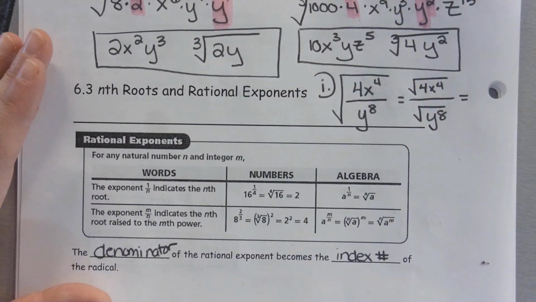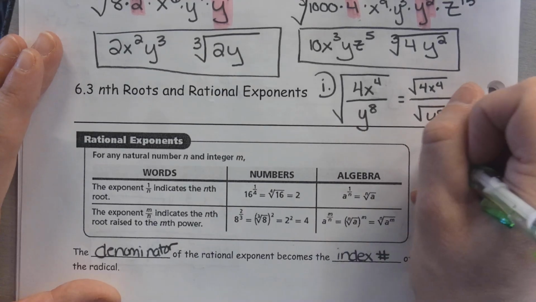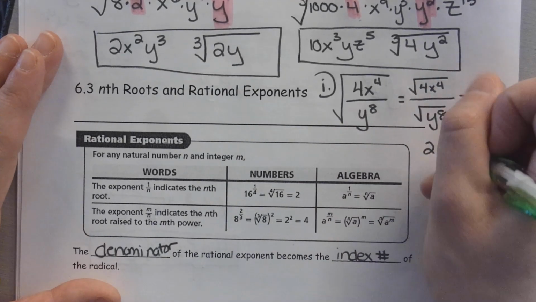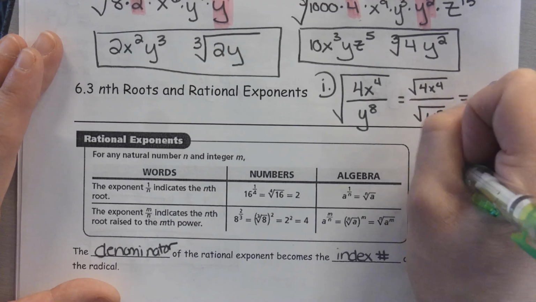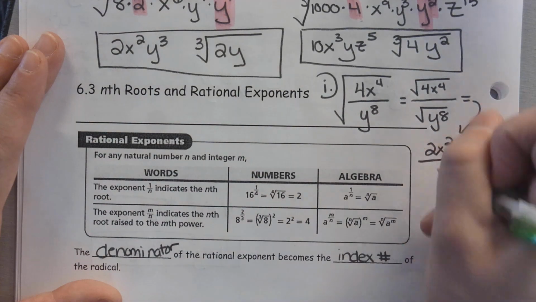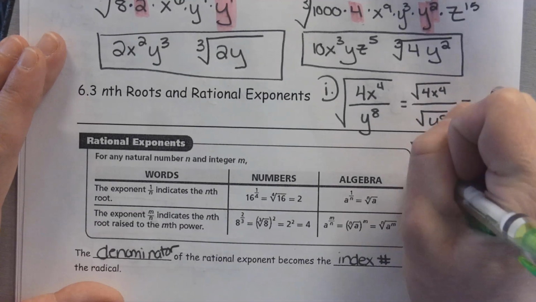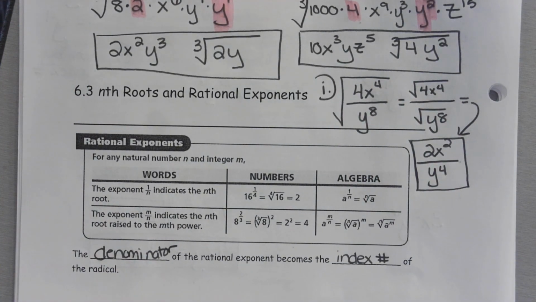What's the square root of 4? 2. What's the square root of x to the 4th? X squared, all over y to the 4th. And this would be my final answer. So if you ever come across a fraction that needs to be square rooted, that's fine. We just need to square root the top and the bottom separately from each other. And let me make sure there are none that need to be rationalized in your homework. Otherwise, I need to talk about that too.